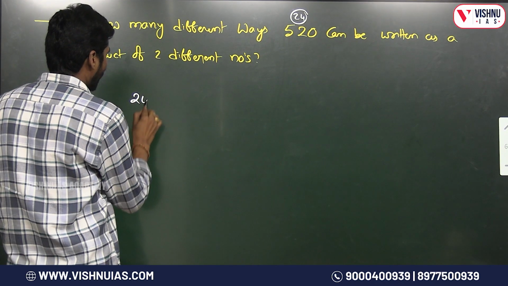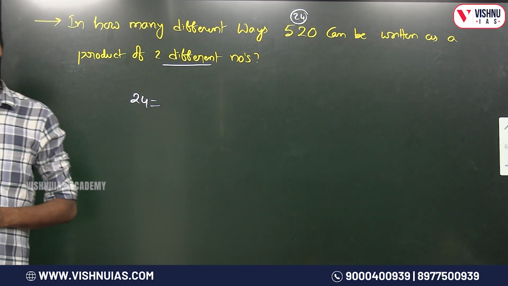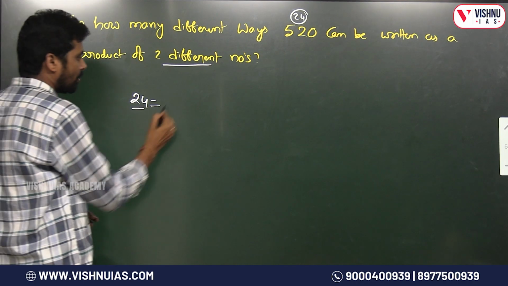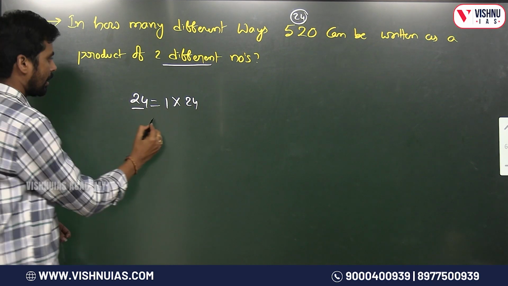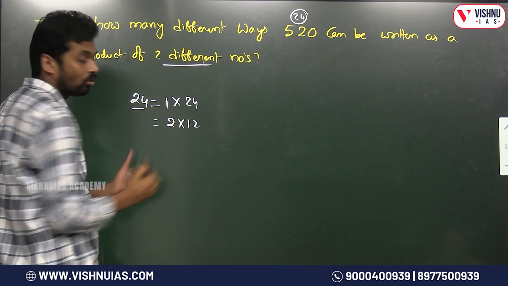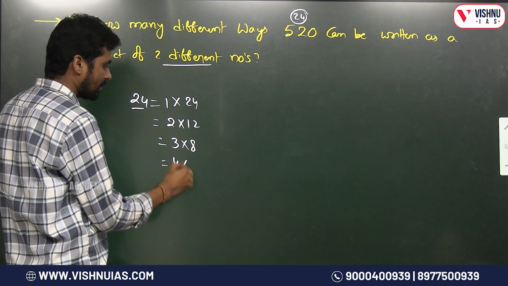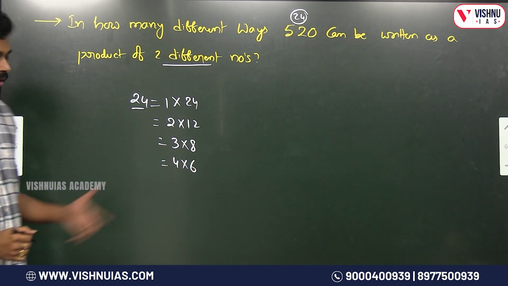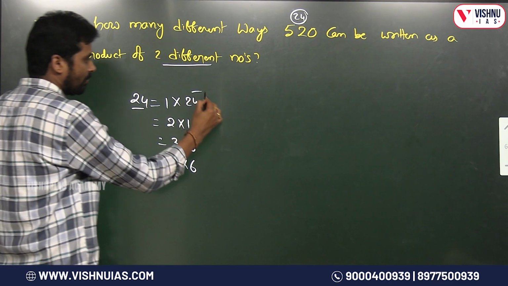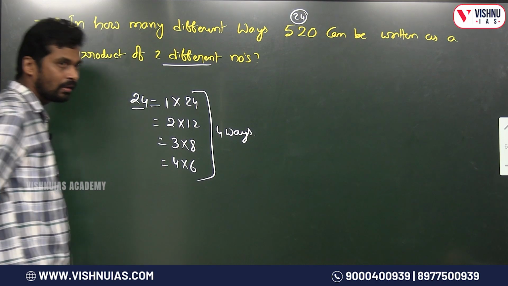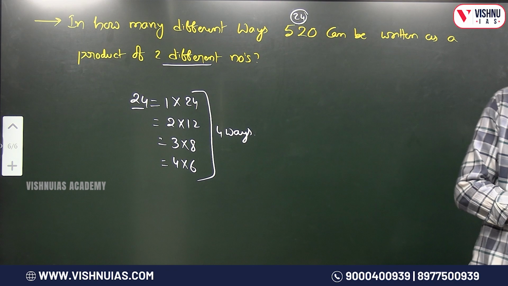So 24 can be written as a product of 2 different numbers. How do you write that? 24 can be written as 1 into 24. So this is a product of 2 numbers. Next, we can also write it as 2 into 12, and we can also write it as 3 into 8. We can also write this number as 4 into 6. Okay, is there any other way? Only this. Again, 6 into 4 and 4 into 6 is only one way. So how many ways are there? 4 ways.